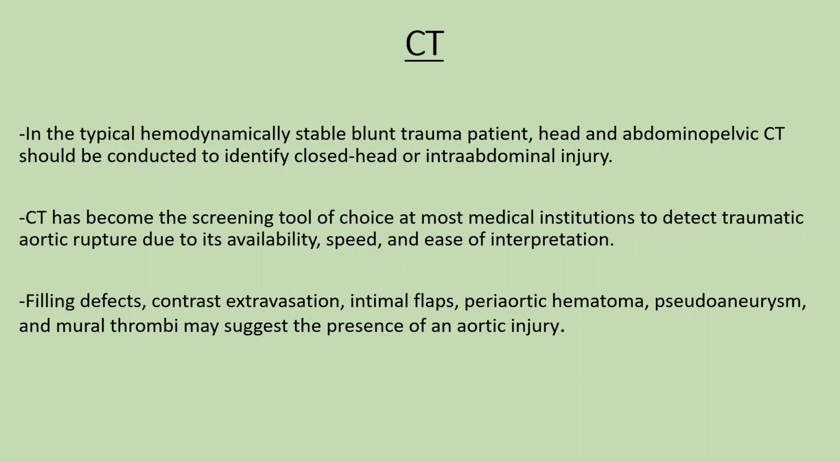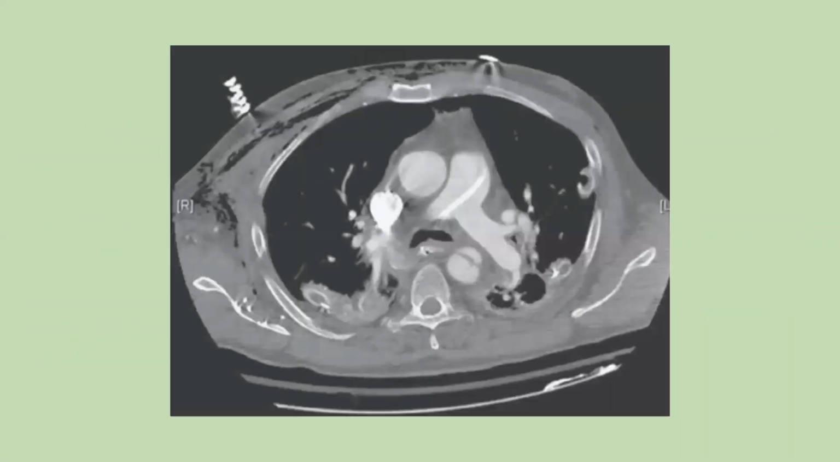Filling defect, contrast extravasation, intimal flaps, periaortic hematoma, pseudoaneurysms, and mural thrombi may suggest the presence of an aortic injury. Here we can see a CT of a 30-year-old male after a high-speed motor vehicle collision, demonstrating an intimal flap in the proximal descending aorta.